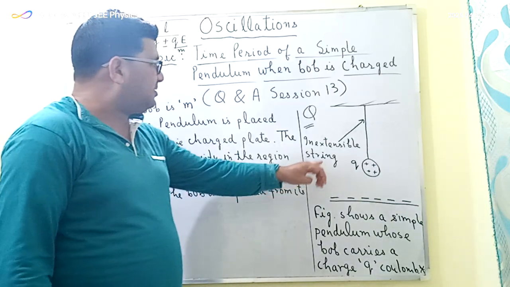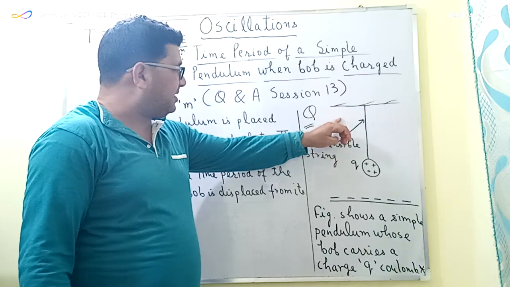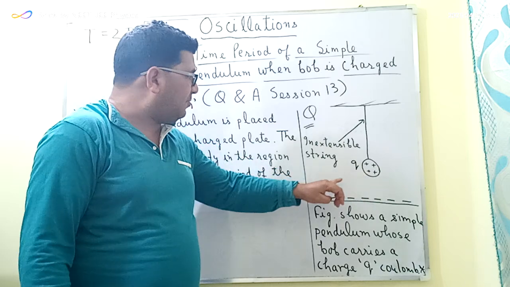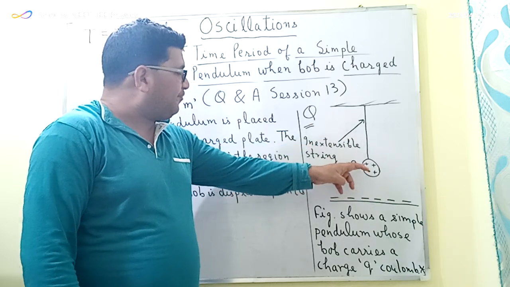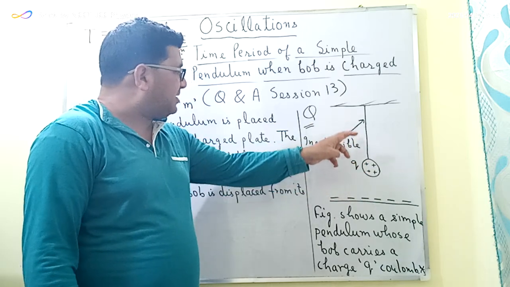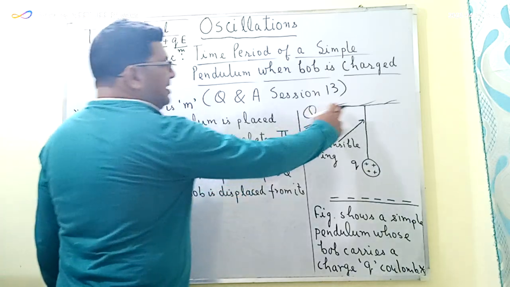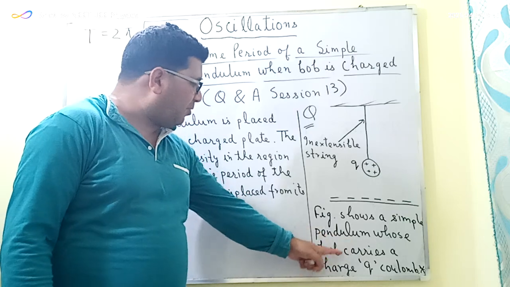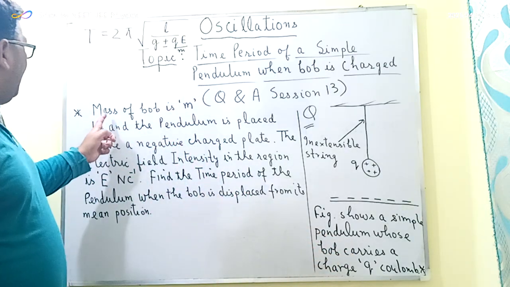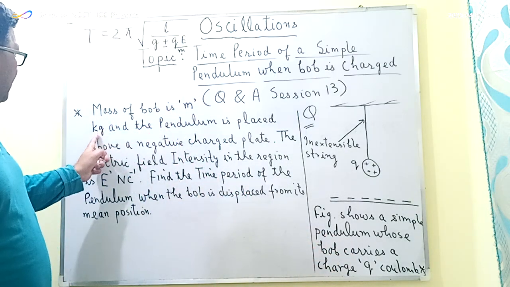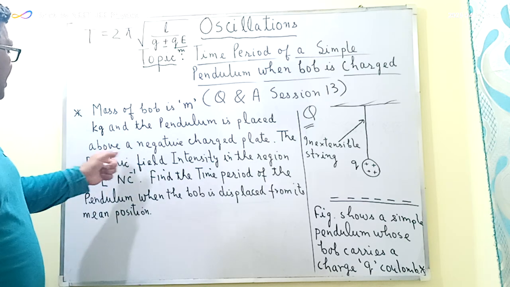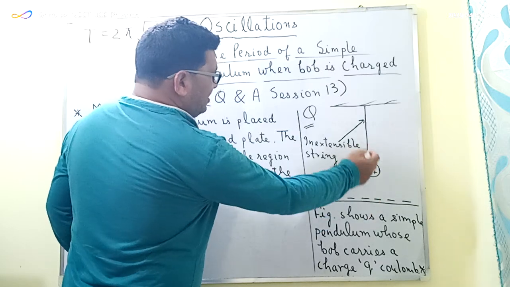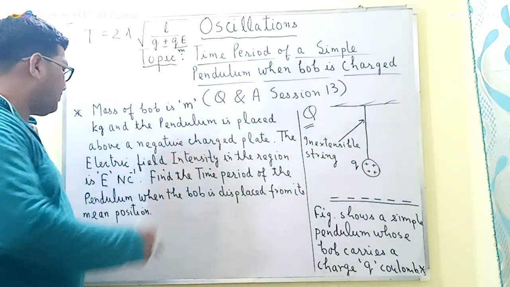So in this question there is one pendulum, and this is the bob of it, which carries a charge Q, and this bob is connected to an inextensible string which is connected to this rigid support. So this is the figure which is showing a simple pendulum whose bob carries a charge Q coulomb, and the mass of the bob is small m kg, and the pendulum is placed above a negatively charged plate, as shown in this figure.